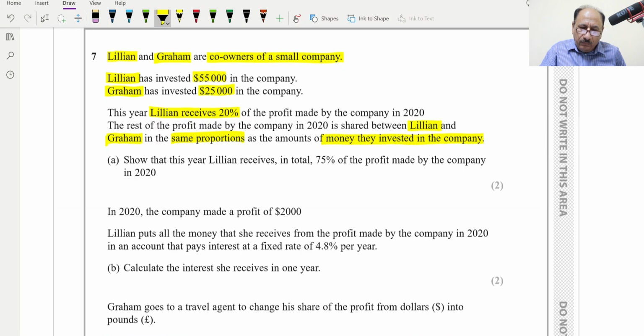So from the profit, 20% Lillian has taken, and the rest, 80%, is divided according to the ratio of their investment according to their contract. So part A shows that this year Lillian receives in total 75 percent of the profit made by the company in 2020. So how will we show this?